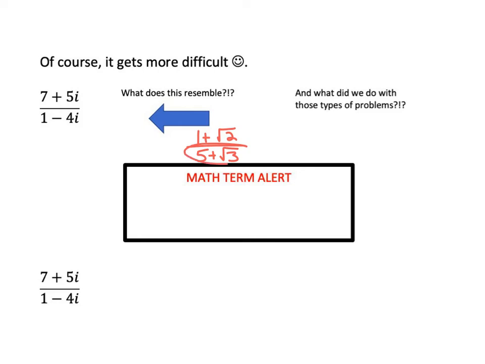And it was not okay here to have this in the bottom. And how we got rid of it was multiplying by the conjugate, which was just switch the sign on the middle term. Multiply by 5 minus root 3 over 5 minus root 3. We're going to do something very similar here. We're going to multiply by something known as your complex conjugate.